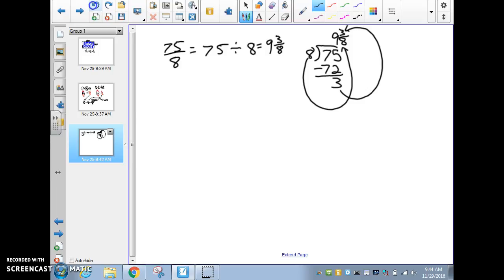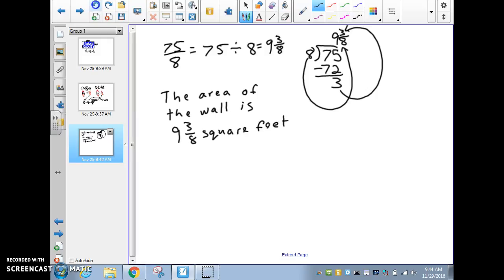Now that's good because that makes a whole lot more sense as the answer to our context. So the area of the wall is 9 3/8 square feet. Which makes a heck of a lot more sense than 75 eighths of a square foot. So we converted that improper fraction into its equivalent mixed number, and then we used that when we answered the question in the actual context.